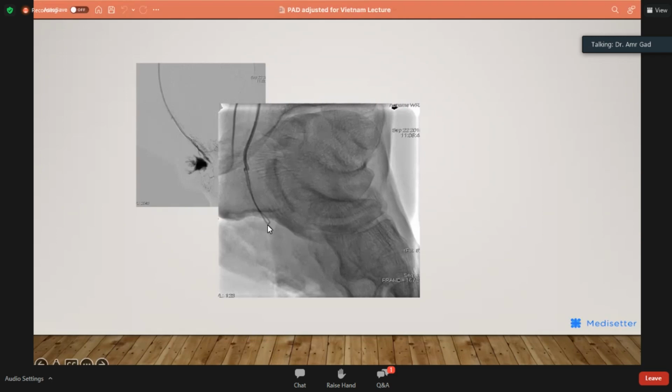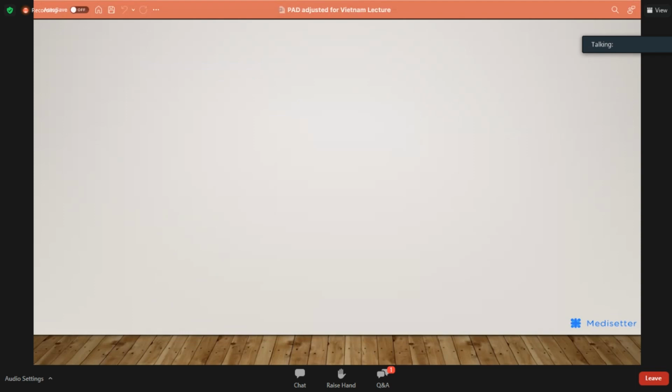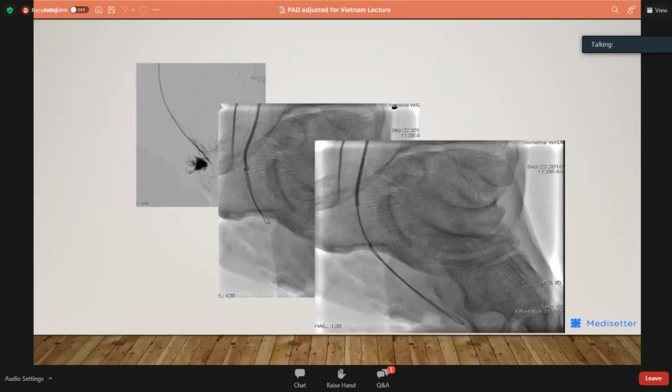But as you see, it is kinked and returned back. With some manipulation, we can pass with the wire. We are going deep in the middle of the foot. So the aim of this picture is that you can, with the endovascular approach, work very distally on the foot itself.